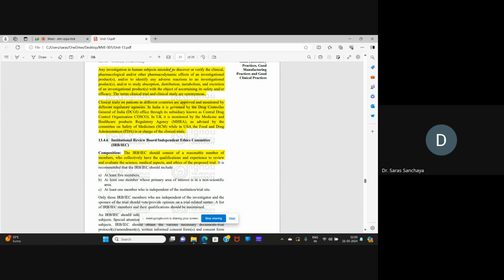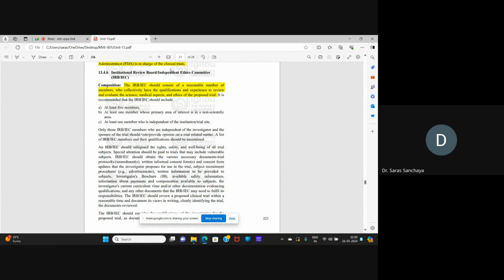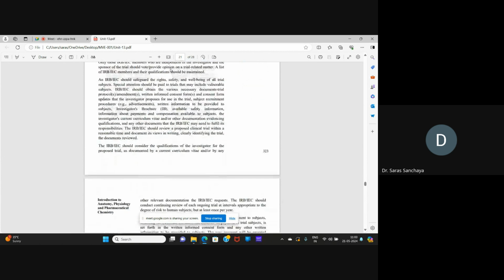Now, institutional review board or independent ethics committee. The institutional review board or institutional ethics committee consists of a reasonable number of members who collectively have the qualifications and experience to review and evaluate the science, medical aspects, and the ethics of the proposed trial. It is recommended that these should contain at least 5 members, at least one member whose primary area of interest is in a non-scientific area, and at least one member who is independent of the institution or trial site.